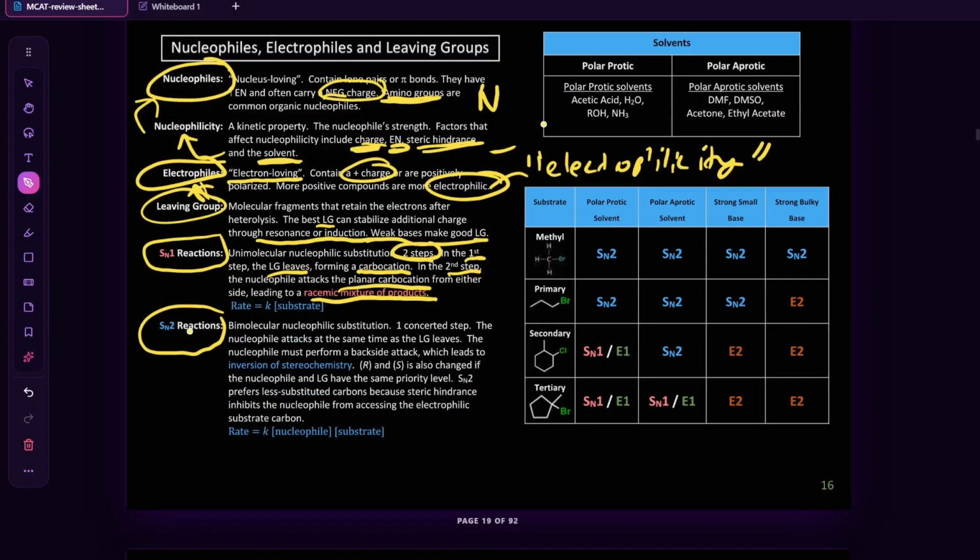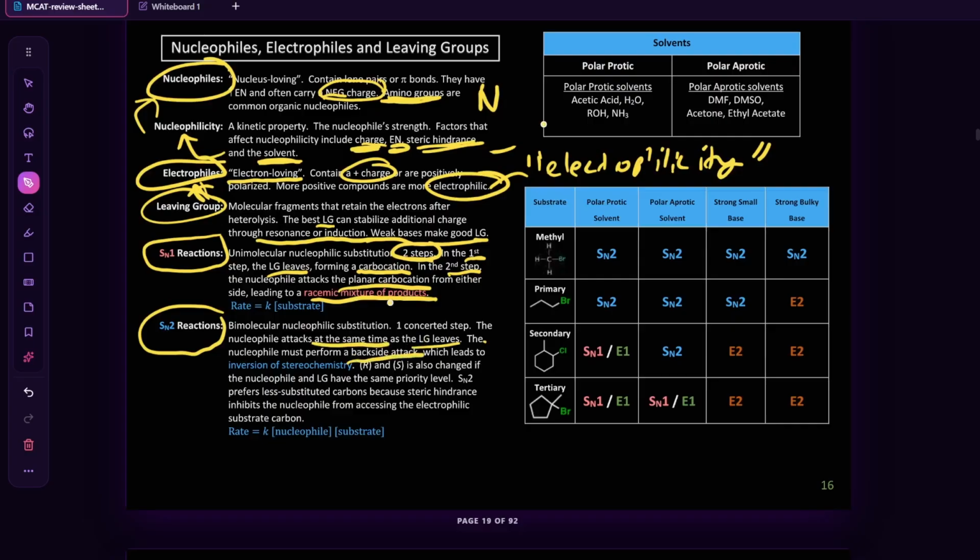substrate. And then for SN2 reactions, it's a bimolecular nucleophilic substitution, and there's one concerted step. The nucleophile attacks at the same time that the leaving group leaves. So before, it was the leaving group leaves, then the nucleophile attacks. This time, it's happening at the same time. The nucleophile attacks while the leaving group leaves, and the nucleophile must perform a backside attack.